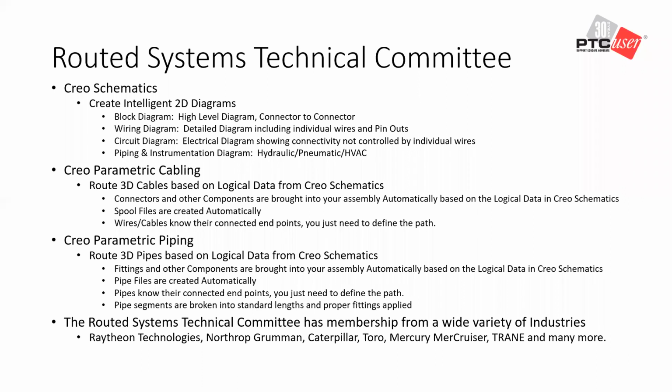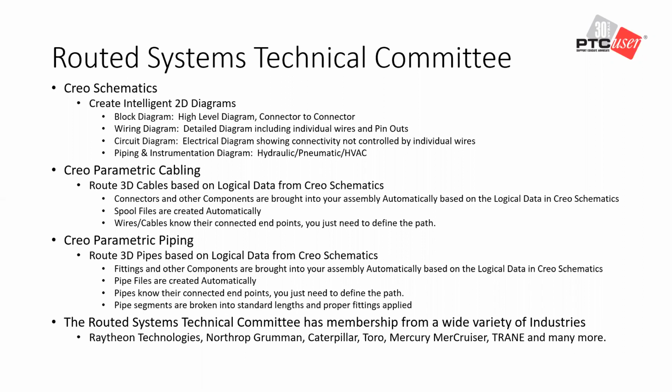Alrighty, hello. So for routed systems, our TC typically covers about 3 different products from PTC. The main one is Creo Schematics. If you're not familiar with Creo Schematics, this has replaced Pro Diagram from years ago, but it will create intelligent 2D diagrams for a variety of different diagram types. We have block and wiring diagrams, which are typically used for cable assembly type drawings that will identify cables going between different boxes or units that you're going to design.